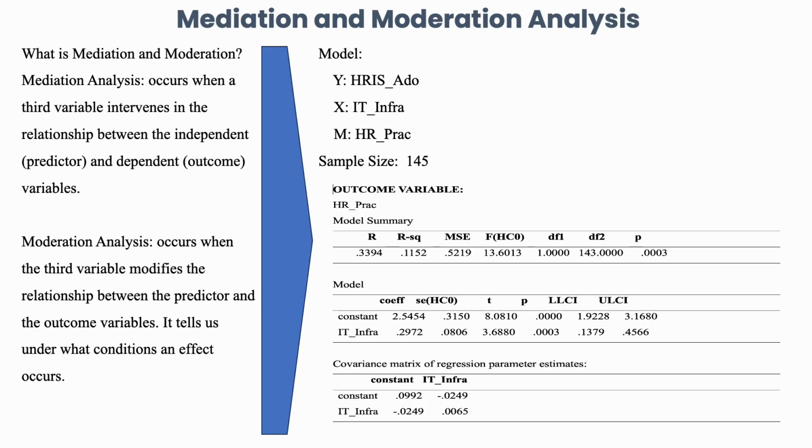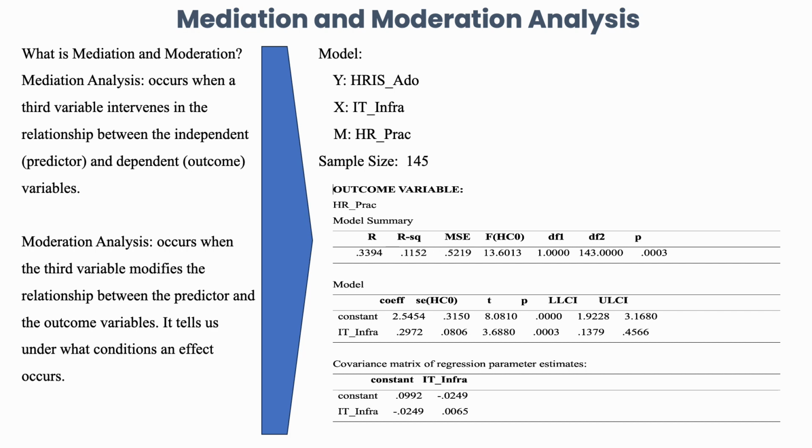This is the last part of the presentation, mediation and moderation analysis. Now, what is actually mediation and moderation analysis? Mediation occurs when a third variable, which is the mediator, intervenes in the relationship between the independent variable, the predictor, and the dependent variable, which is the outcome variable. It mediates the relationship between the predictor and the outcome, explaining why or how the predictor affects the outcome.